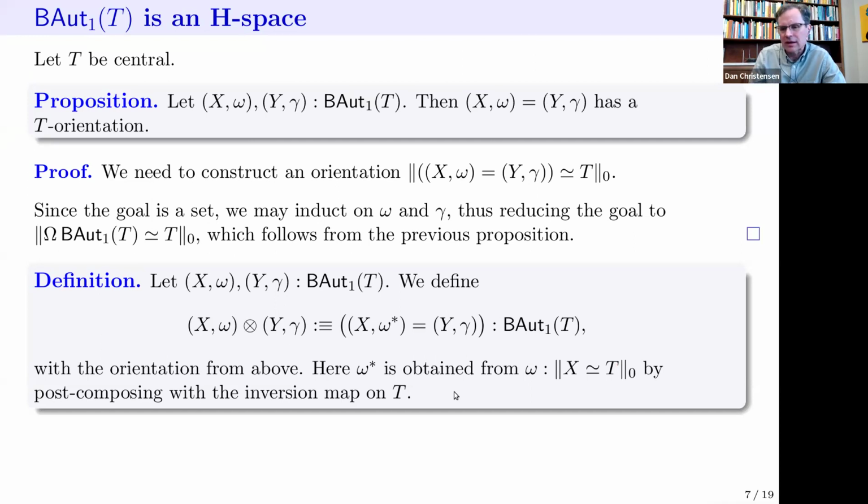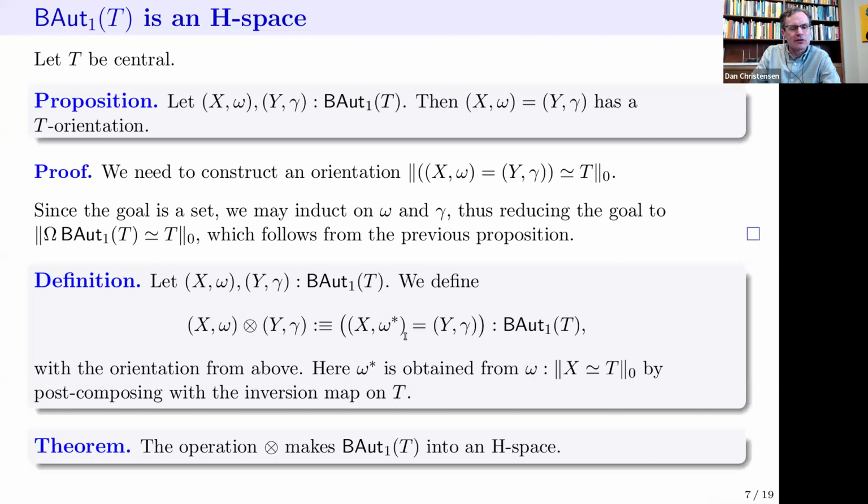So remember, T is a connected H-space, and in a connected H-space, every element has an inverse. So the map that sends an element to its inverse is an equivalence, and I post-compose this homotopy class with the homotopy class of that equivalence. So that's the star operation. Okay. So then the theorem is that that operation does make B-1 of T into an H-space, where the base point, which is T with the trivial orientation, is the identity. In fact, it's commutative.